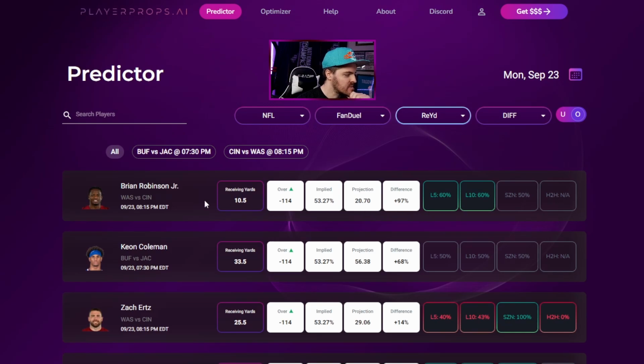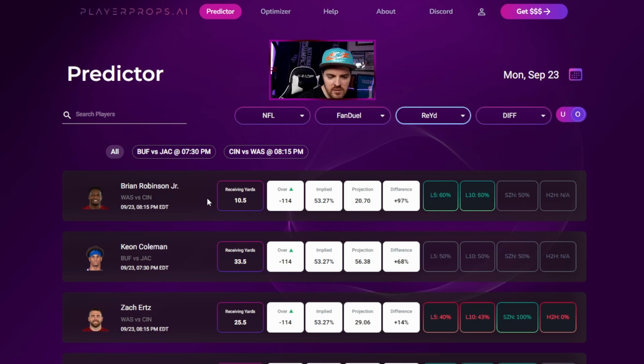I've mentioned this plenty of times that I do not like running back receiving yards too much. They have been hitting pretty high. Yesterday we had, what was it? Antonio Gibson had 6.5, and he got that easily. Receiving yards. I feel like the top receiving yards plays typically always hit. I just don't like them because, I don't know.